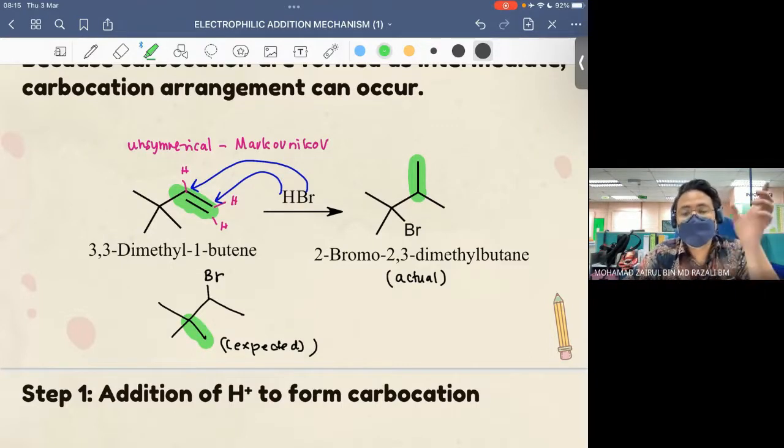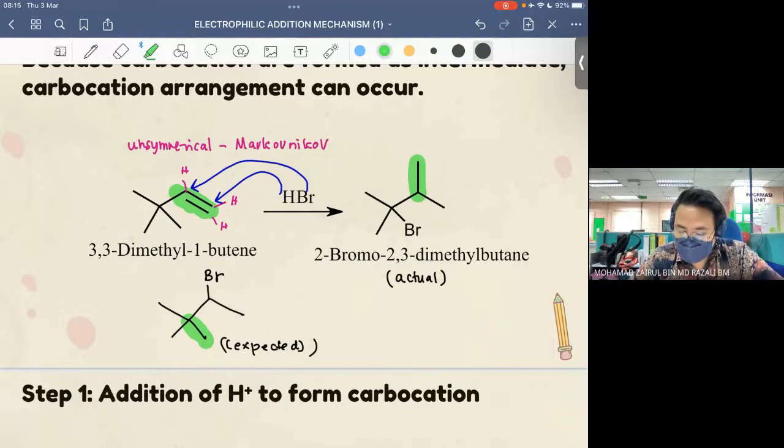Remember that kalau intermediate tu ada carbocation, please check for the possibility untuk rearrangement. So kalau ada rearrangement, the mechanism itu masih sama. Cuma awak kena tambah extra step sahaja. Extra step tu after awak form carbocation. So kalau awak tak hasilkan carbocation lagi, macam mana kita nak buat rearrangement? So awak kena hasilkan carbocation dulu, baru rearrangement tu boleh berlaku.